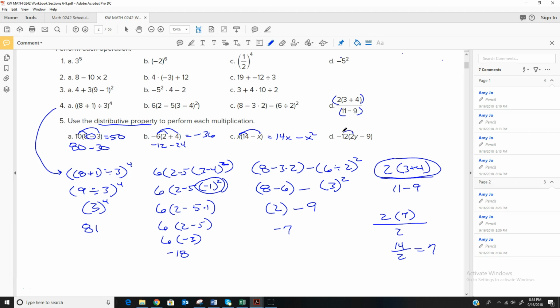Here we're going to multiply negative 12 times 2y, which would be negative 24y. And then negative 12 times negative 9 is positive 108. So negative 24y, and then the negative 12 times the negative 9 gives us a positive, and 12 times 9 is 108. So those are our final answers for those four problems.